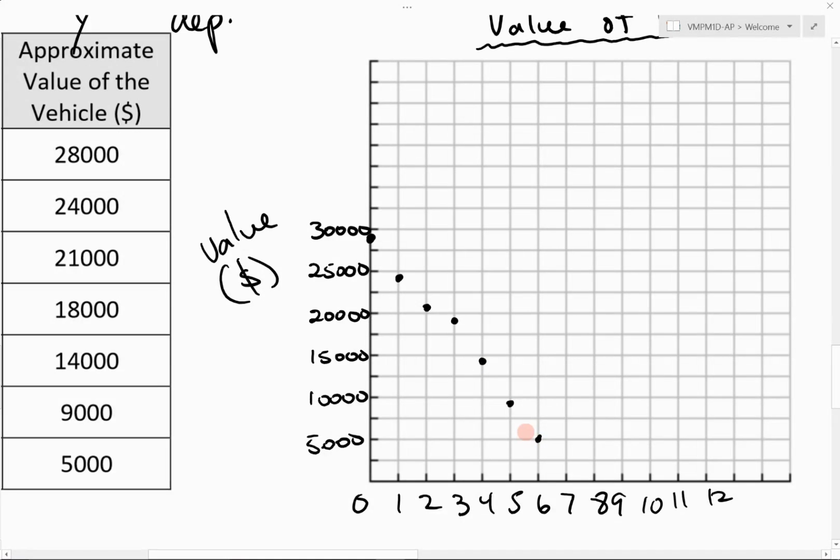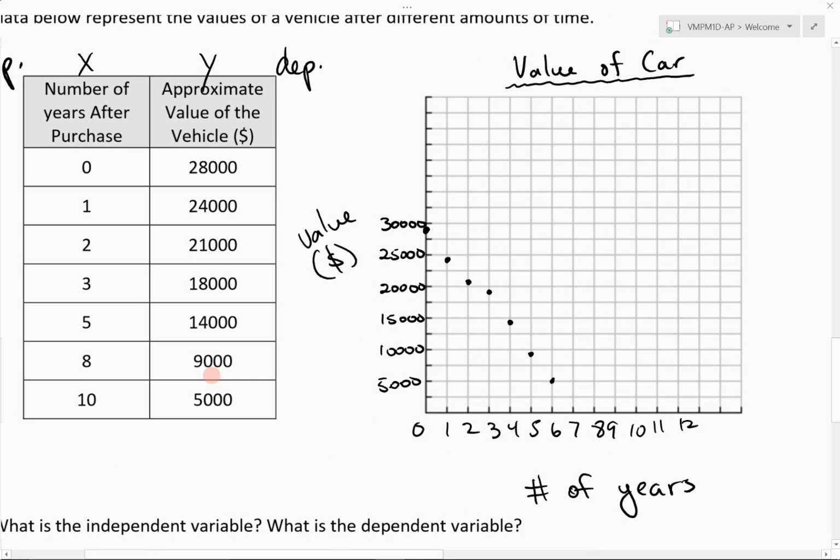After, I'm not even looking at the X values. So 3 years, it's 18,000. That was right. After 5 years, it's 14,000. Notice we're skipping some X values. 8 years, it's 9,000. 10 years, it's 5,000. So we're down here. Okay.